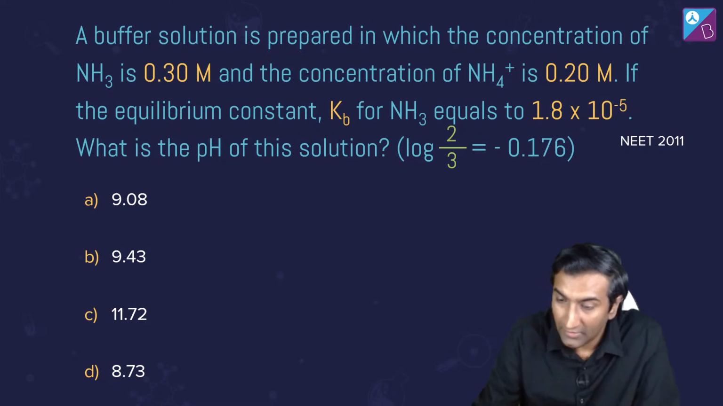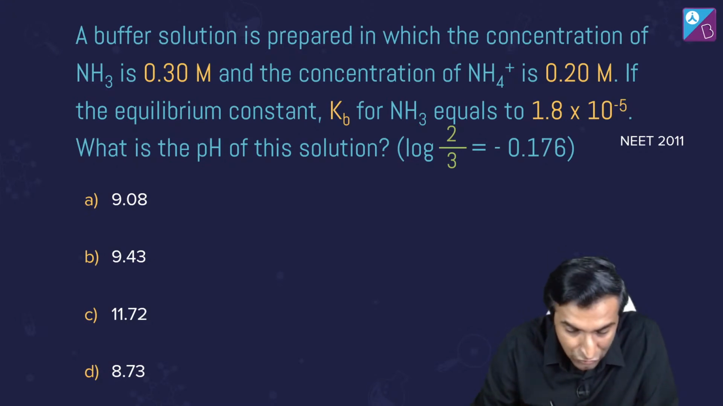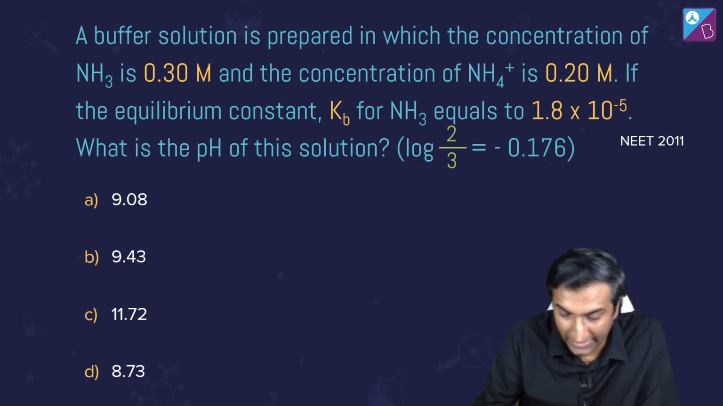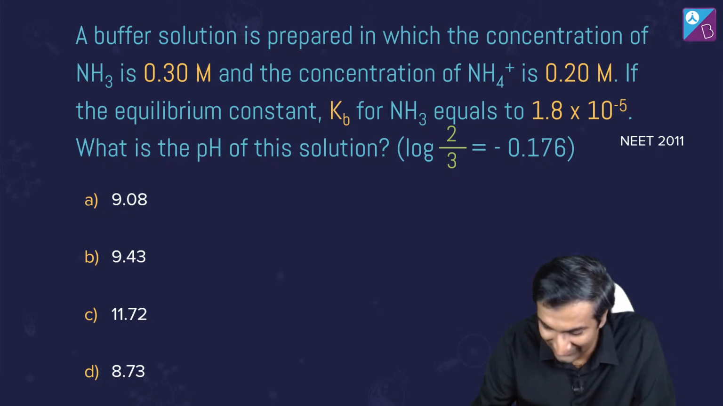ओके, एक और सवाल देखते हैं. A buffer solution is prepared in which the concentration of NH3 is 0.3 molar and the concentration of NH4 plus is 0.2 molar. If the equilibrium constant Kb for NH3 equals this value, what is the pH of this solution? ये थोड़ा भारी लग रहा है भाई. log of 2/3 and all दिया हुआ है. अब ये क्या करोगे यार? log of 2/3. चलो ट्राई करो, ट्राई करो.